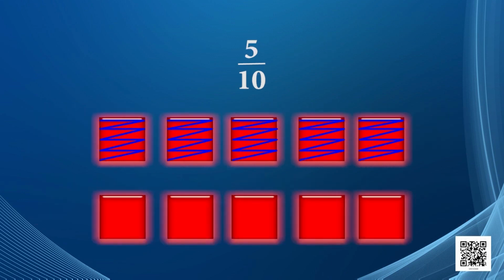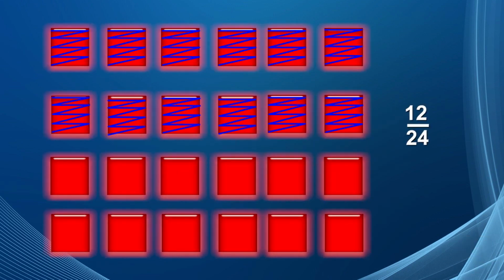What about 5 upon 10? How many boxes are there? 10. Is half of the boxes shaded? Yes. So 5 upon 10 is equivalent to 1 upon 2. What about 12 upon 24? Out of the 24 boxes, half of them are shaded. So 12 upon 24 is equivalent to 1 upon 2.